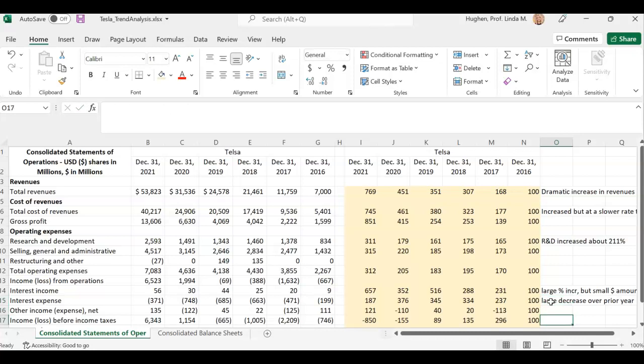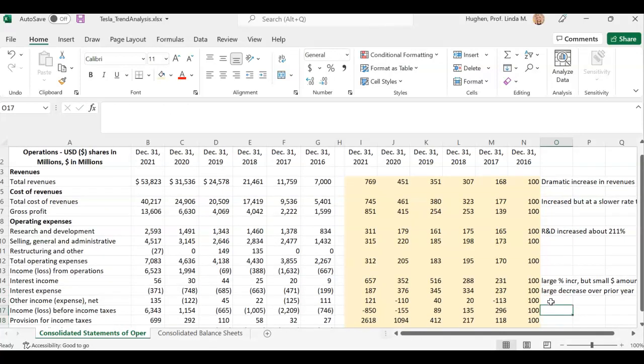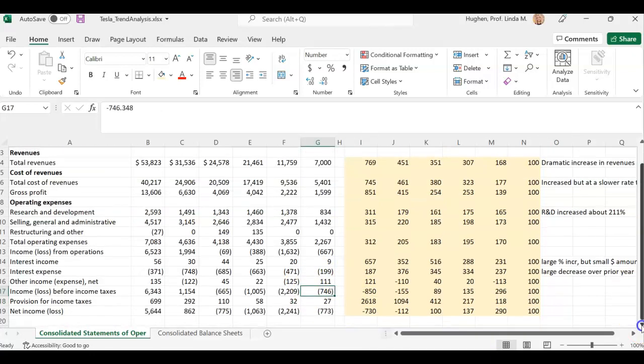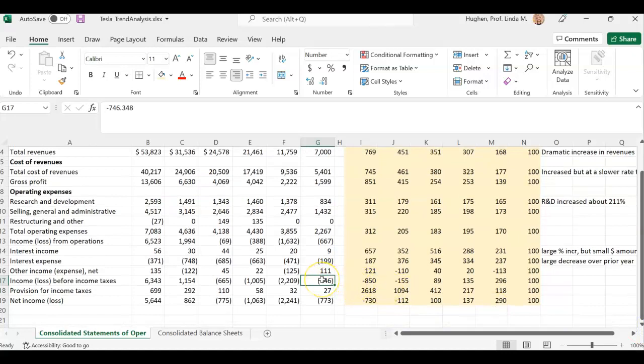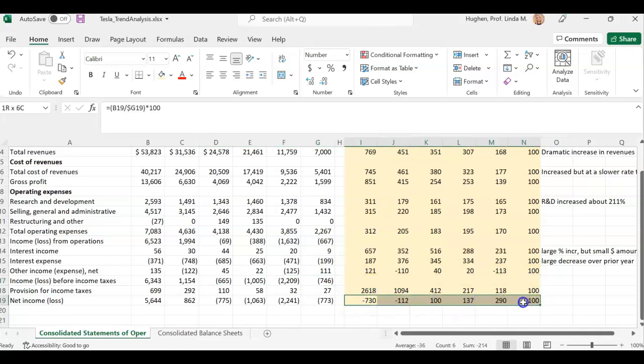Other income expense has not changed too much. Again, we can't really interpret the income loss before taxes. We know that Tesla is a relatively new company, and so it operated at a loss for quite a few years in our sample period here. We can still gather information, but just not at the subtotal level.